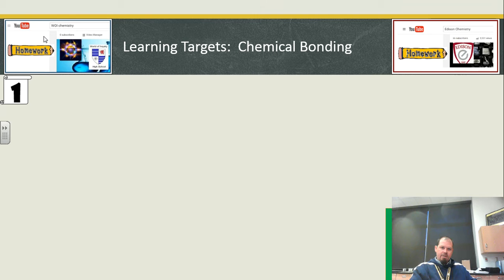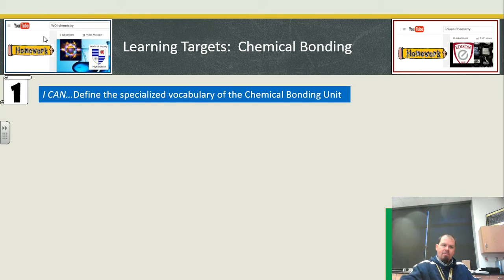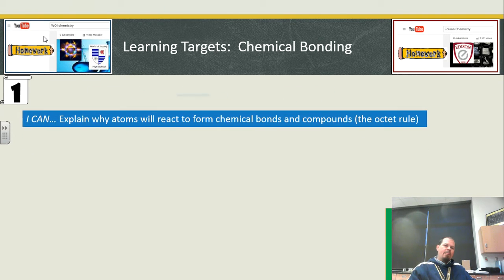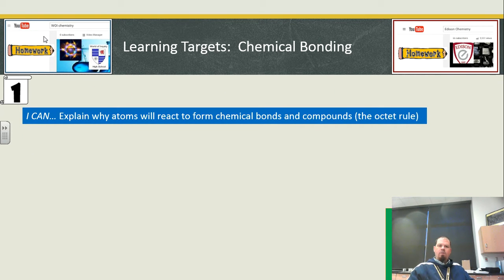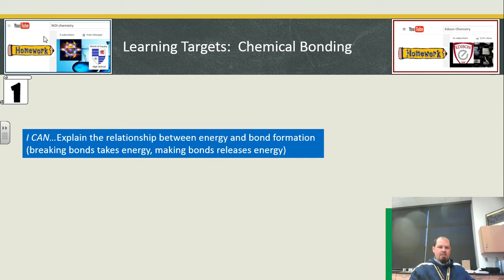So it's good. Learning targets. After this unit, you will be able to define the specialized vocabulary. We'll do that first, next video. Explain why atoms will react to form chemical bonds in the first place. And that octet rule we will learn and go into in depth. 8 is great. Explain the relationship between energy and bond formation. It takes energy to break bonds. I release energy when I form them, hence lower energy and more stable.